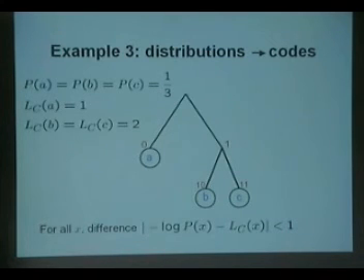Start with a distribution, I make a code, and this holds. Now, if I just have 3 outcomes, then this is not very meaningful, because the difference between minus log probability and code length is not small.